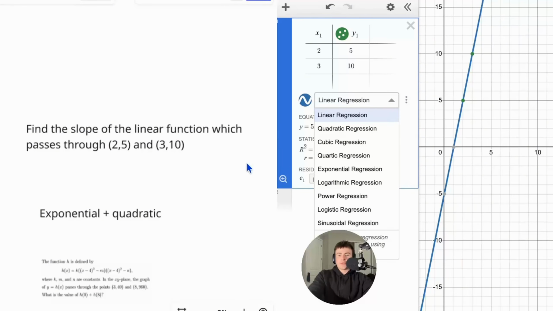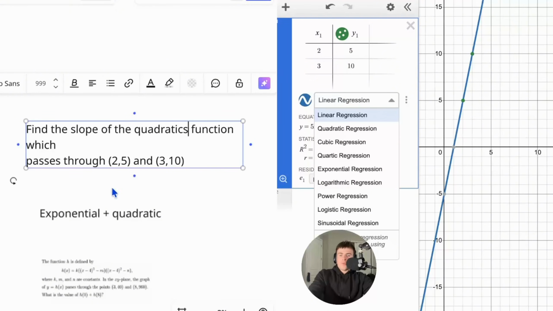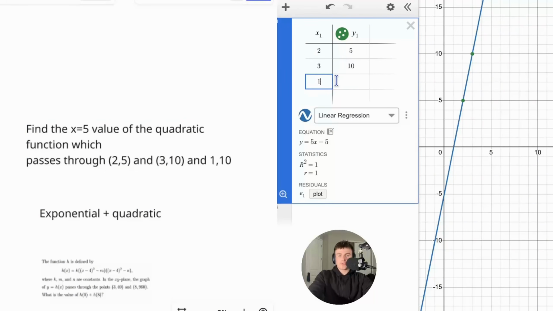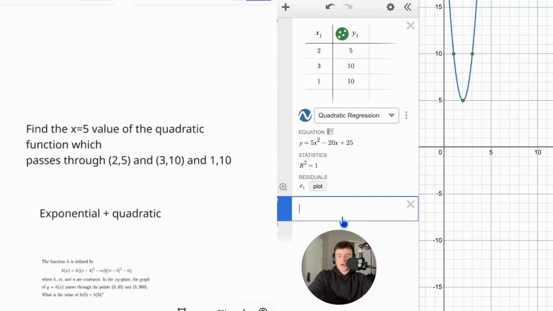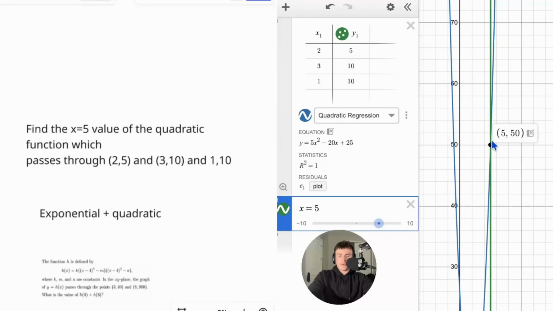So for example, let's say you had a different question. Find the slope of the quadratic function which passes through 2, 5, 3, 10, and 1, 10. But it didn't ask for slope. Let's say it asked to find the x equals 5 value of this function, right? So all you do is plot these points. It tells you it's quadratic. So you just want to put the points in, change this to a quadratic, and then find the value when x is 5. So you type in x equals 5, look at the value, and do this. So the answer would just be 50 here.